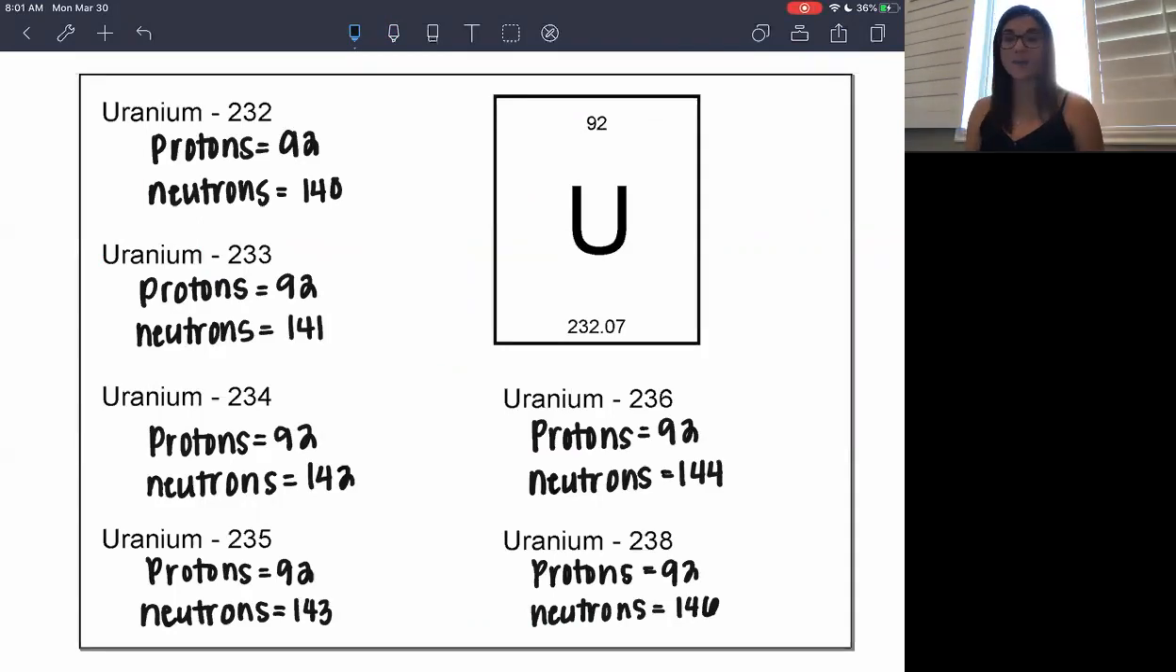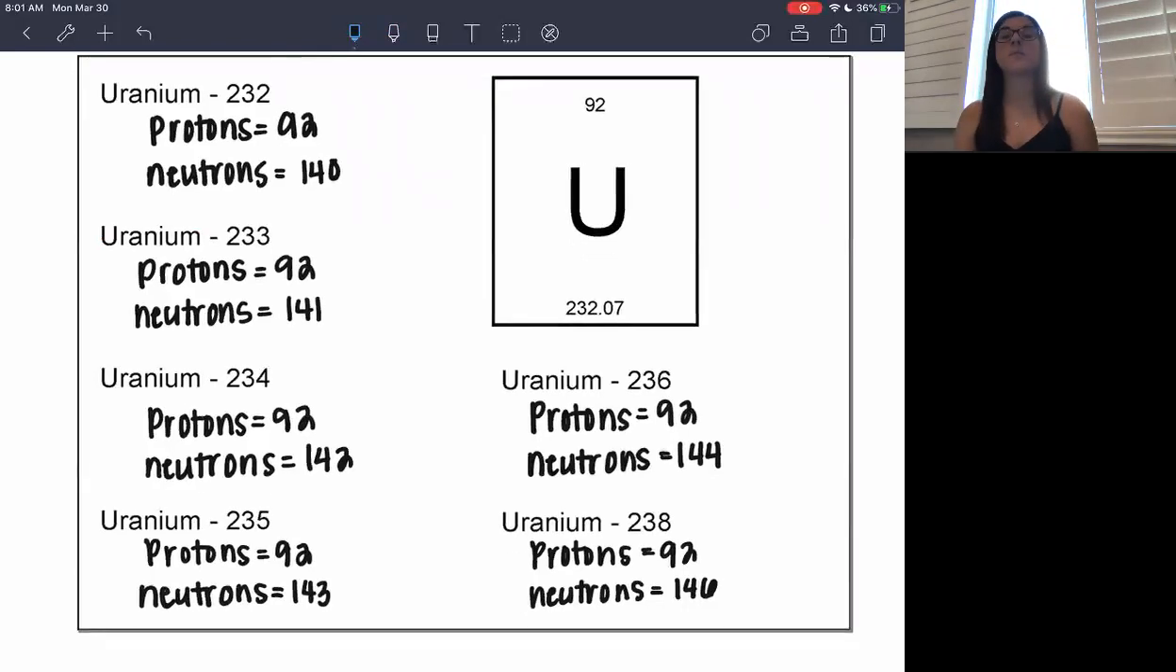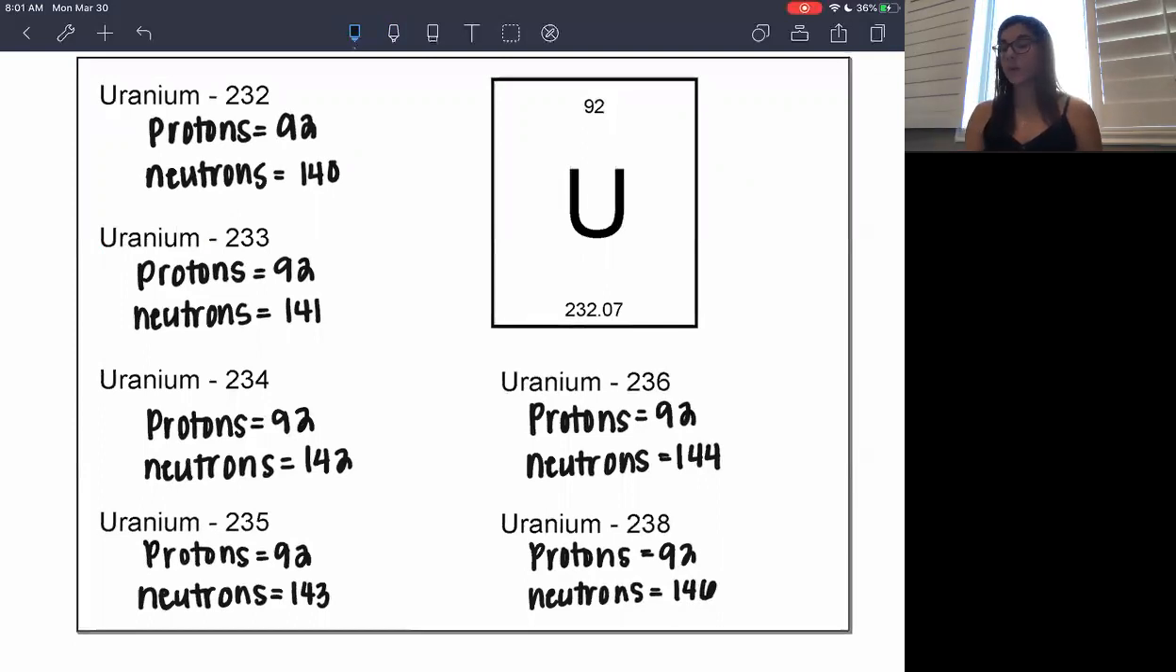It's a very specific isotope that they use, in fact. But there's a lot of different isotopes of uranium out there in the world. Right now, we're looking at all of the possible isotopes that uranium can have: uranium-232, 233, 234, 235, 236, and 238. Now remember, we said that in order to be an isotope, you had to have the same number of protons. If I look at all of these isotopes, they all have 92 protons. So that holds up with my definition.